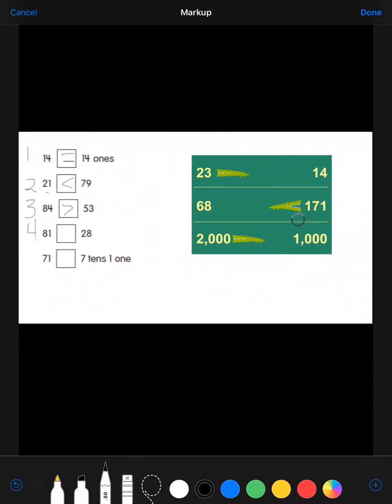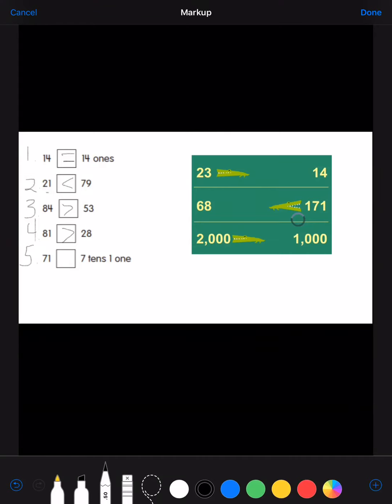81 blank 28. So I'm looking at the 8 in the tens place, and I'm looking at the 2 in the tens place, and I know that 8 is greater than 2, so my alligator wants to eat 81. He does not want to eat 28. All right, let's take a look down at number 5 here.